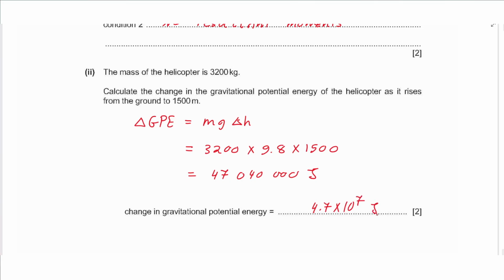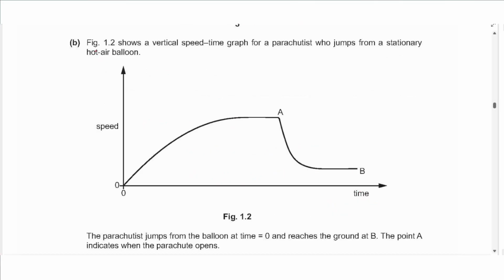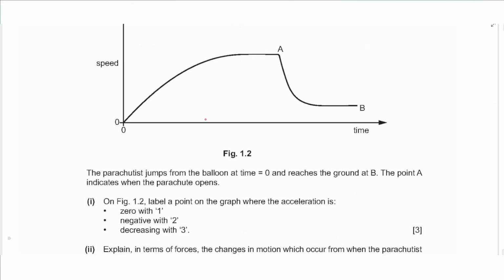Part B of the question says figure 1.2 shows a vertical speed time graph for a parachutist who jumps from a stationary hot air balloon. The parachutist jumps from the balloon at time equals 0 and reaches the ground at B. The point A indicates when the parachute opens. On figure 1.2, label a point on the graph where the acceleration is 0 with 1.